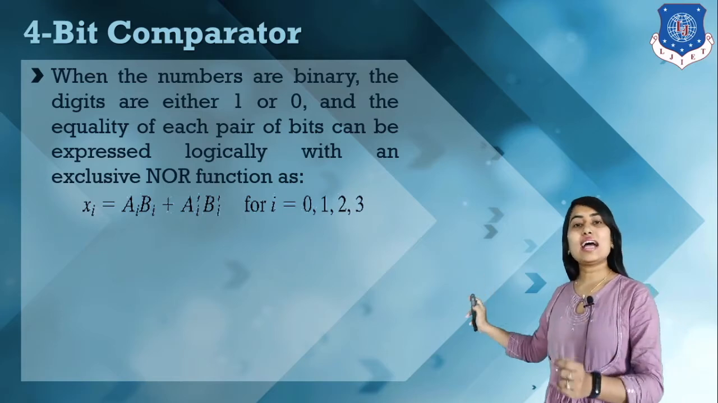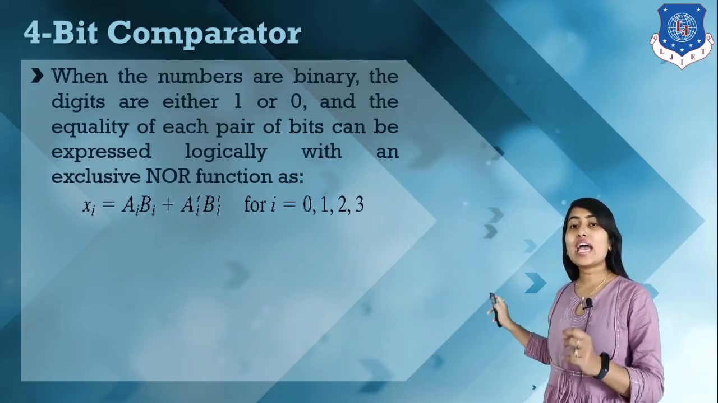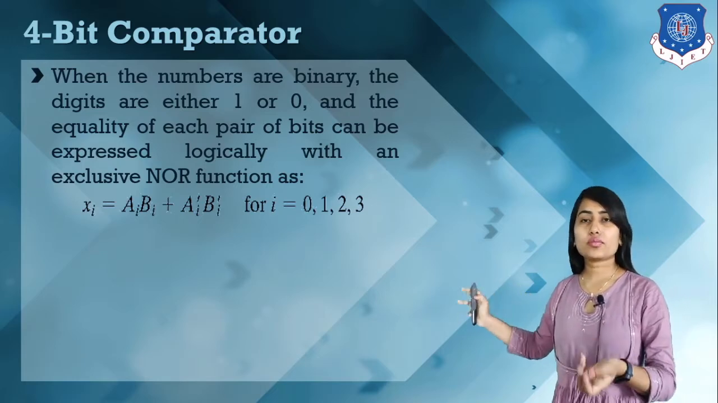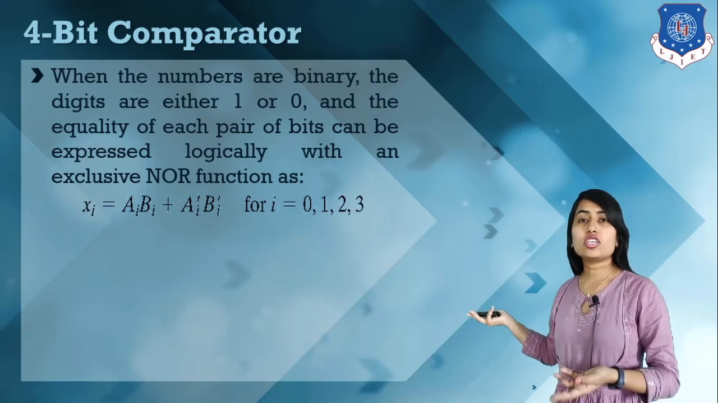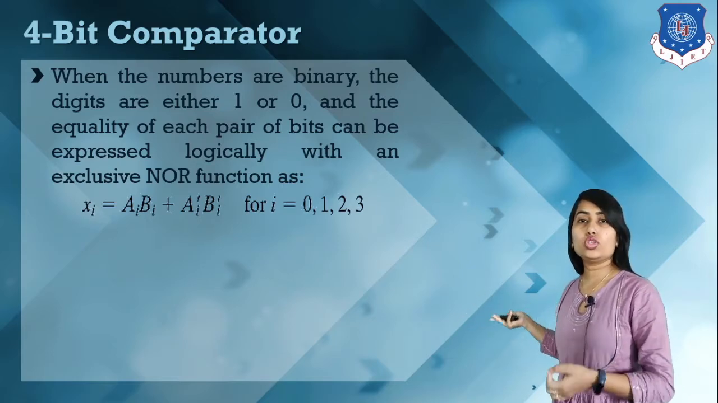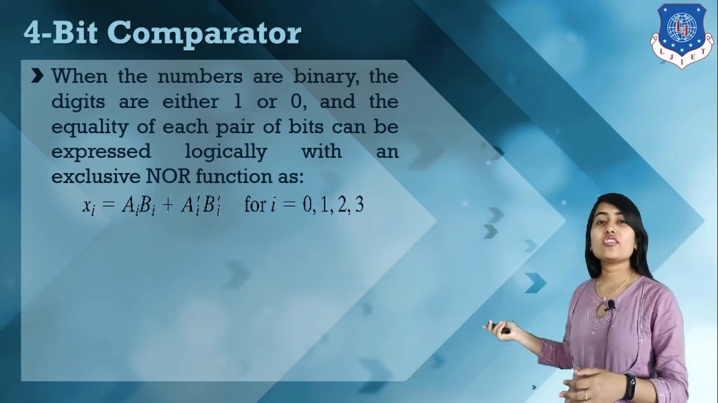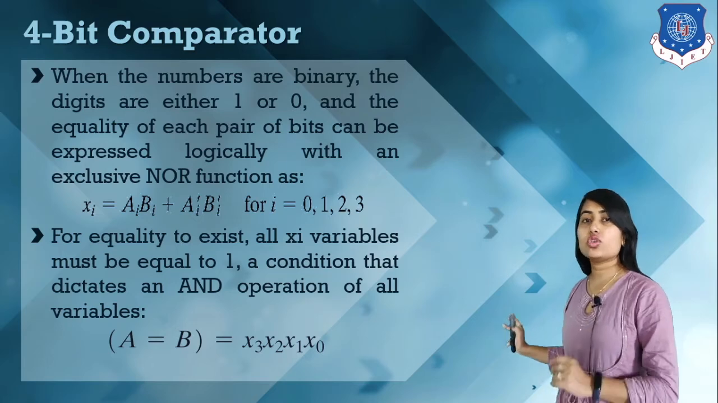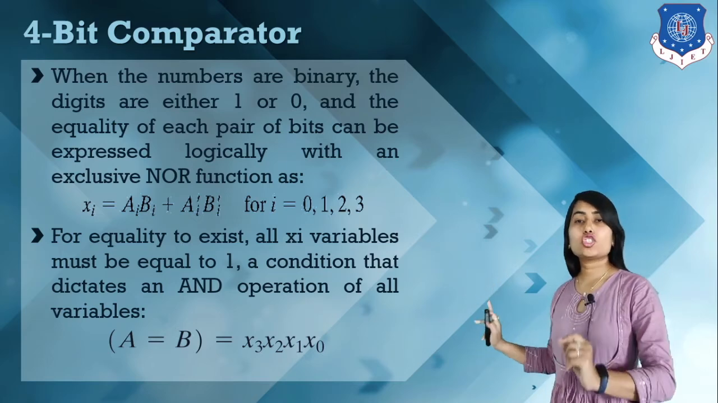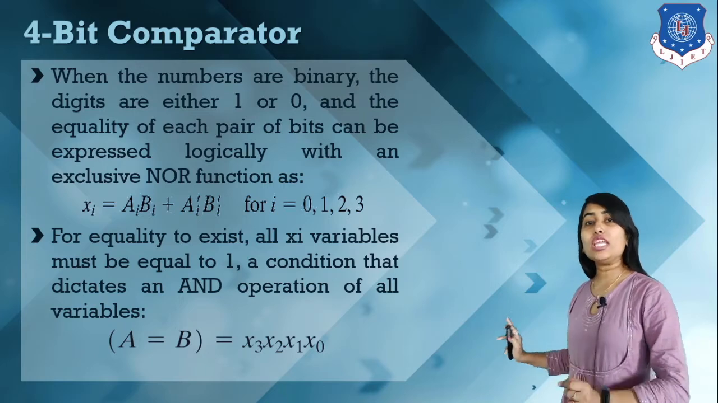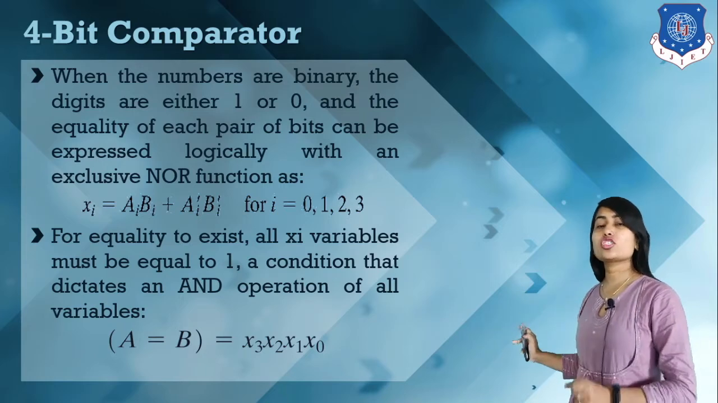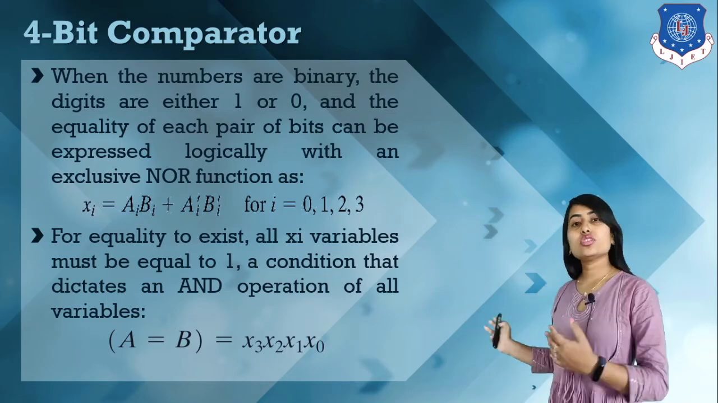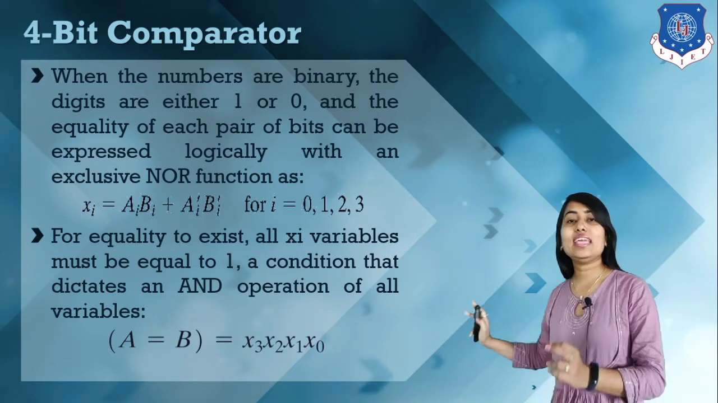Okay, for xi is equal to ai into bi plus ai dash into bi dash. This indicates that here we have XNOR operations between individual terms, where i is equal to 0, 1, 2, 3. Okay, so by considering this we can write the equation for equality, that is x3, x2, x1, x0. That means if we have a3 XNOR b3, a2 XNOR b2, a1 XNOR b1, a0 XNOR b0, then and only then we can say that A equals B. Okay, so this is how we can deduce the equation for A equals B.